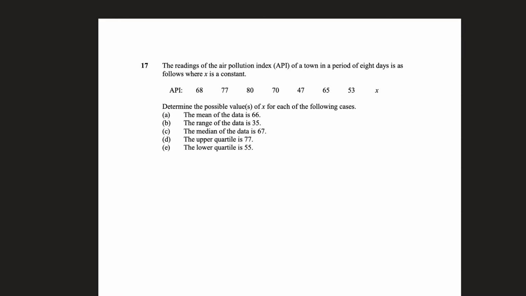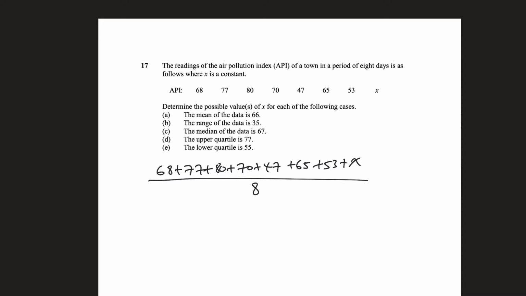The mean is 66. What is the mean? It's the average. So basically we have 8 numbers, right? 1, 2, 3, 4, 5, 6, 7, 8. And the average just means if we add them all up and we divide them all by 8. So we add them all up, and don't worry, just add in the X, divide it all by 8, the mean should be 66. We can find X now.